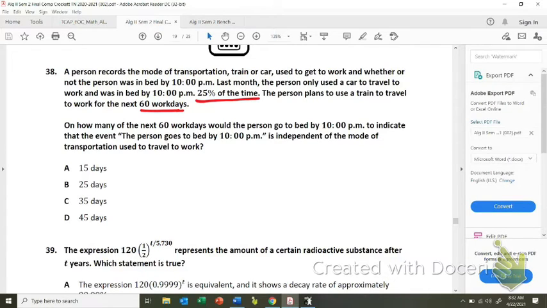How many days are we going to be riding this train? 60. Multiply it by what? 0.25. We're trying to figure out what 25% of 60 is. So 25% of those days, we're getting in bed by 10. How many days is that? 15 days.